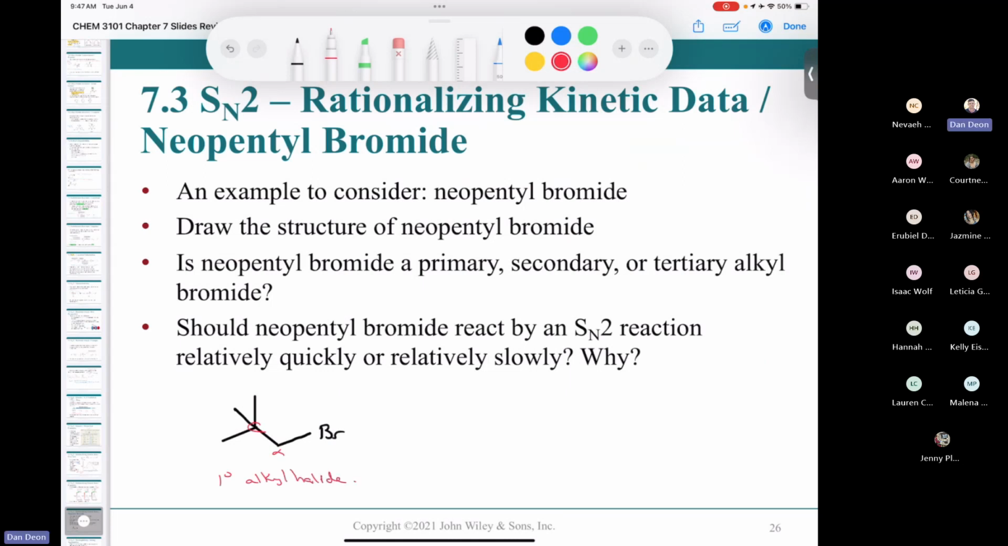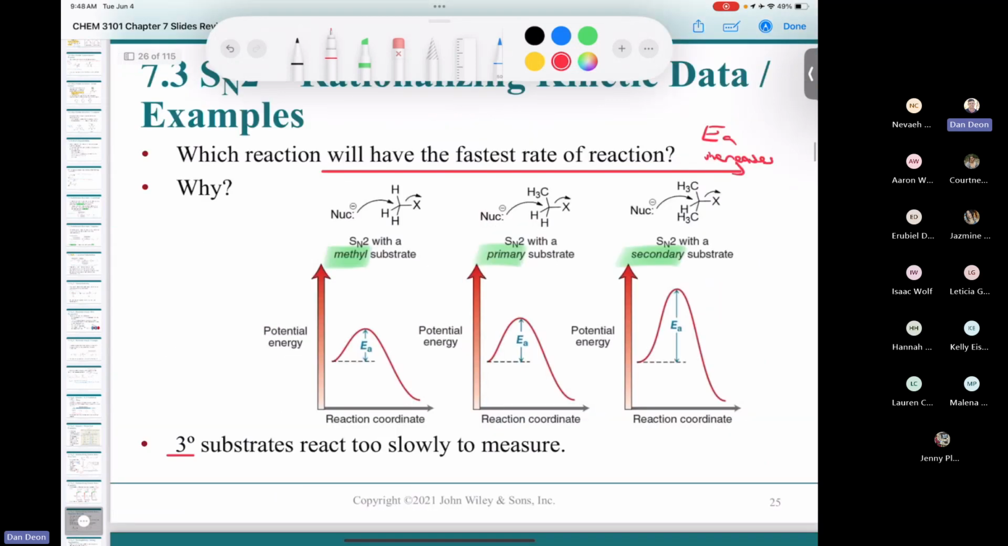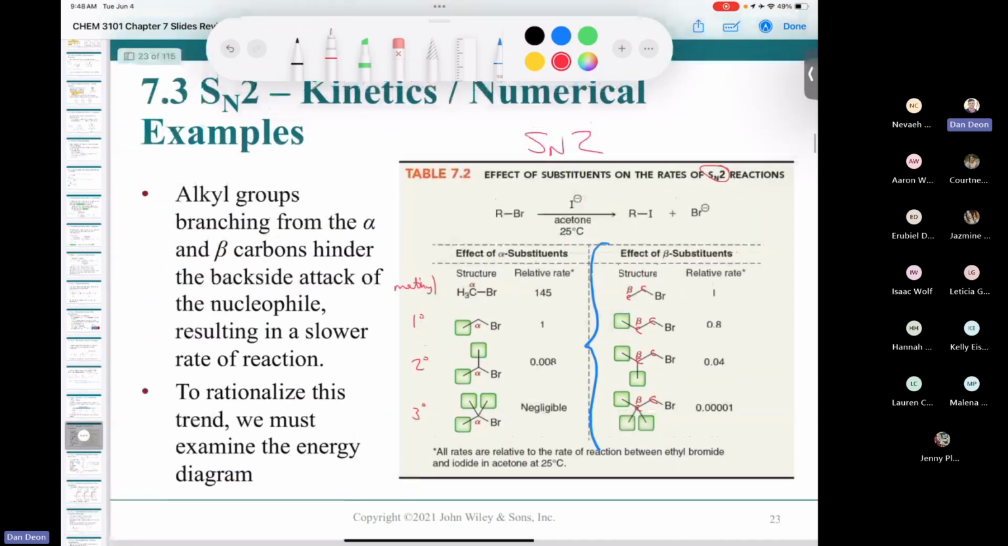So you might be tempted to say, yeah, it's going to work in an SN2. But it says here, is neopentyl bromide primary, secondary, or tertiary? Well, like I just said, it's primary. Should neopentyl bromide react by an SN2 quickly or slowly? It reacts very slowly. And the reason why is because you have three substituents at the beta position. So again, the idea is this. You can't just memorize your way through the whole thing, right? Because all of these are primary.